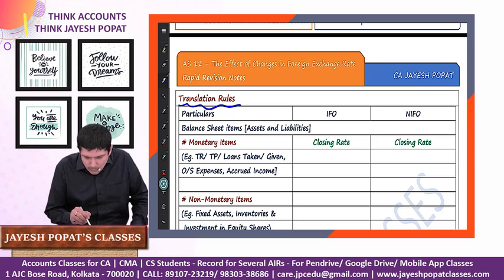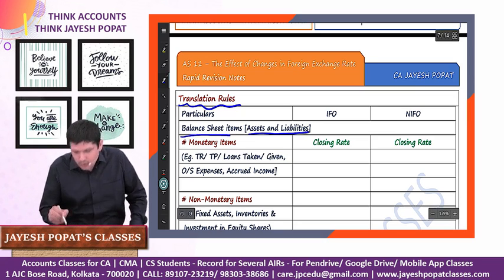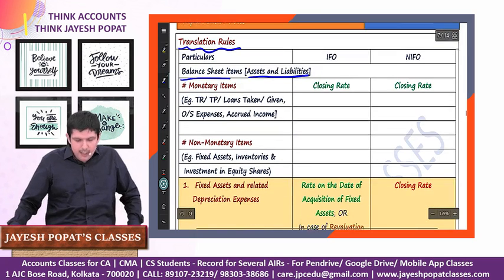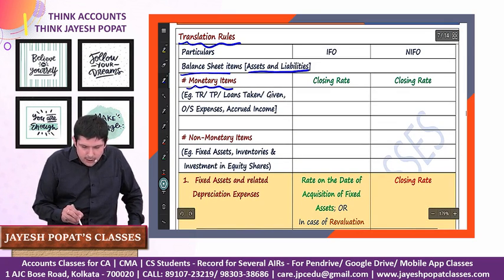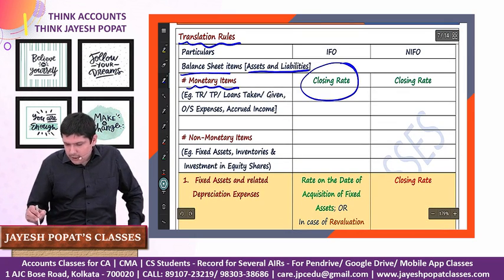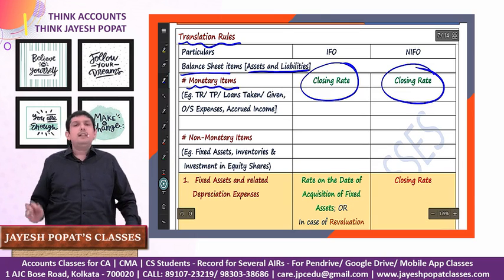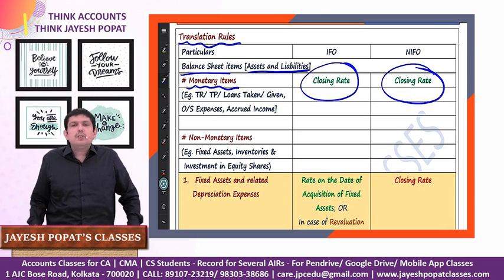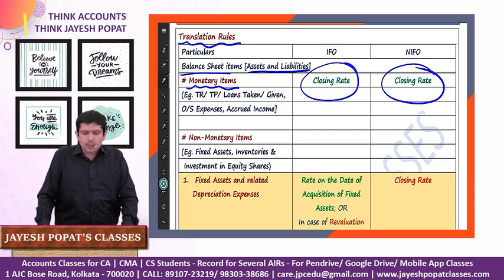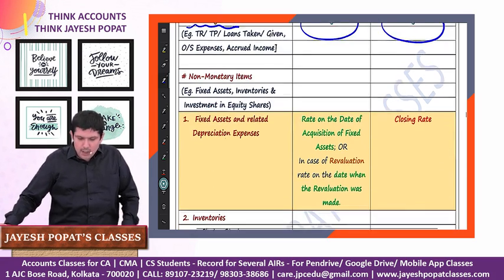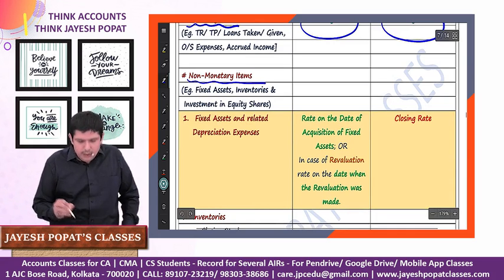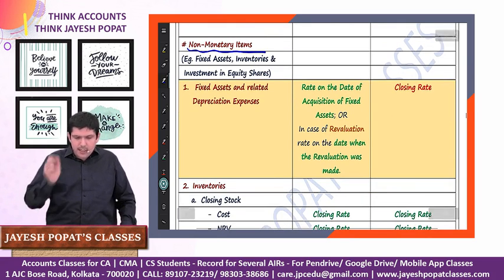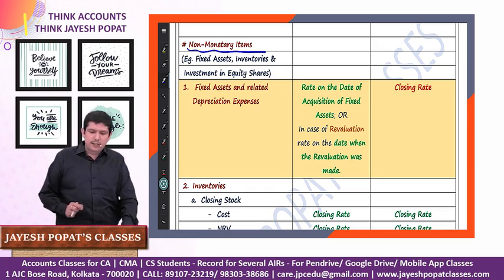So first let us talk about balance sheet items. We are talking about assets and liabilities, right? So if it is a monetary item, we will use the closing rate, right? For integral and for non-integral, I need to use the closing rate, that is the rate on the balance sheet date, to convert all the monetary items. But if it's a non-monetary item, here there is a difference, and here is the only difference in conversion.